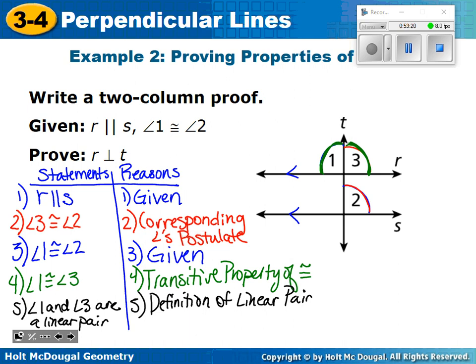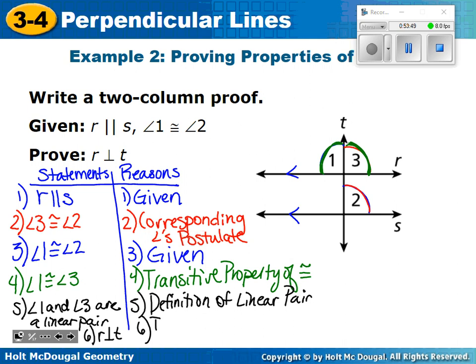Okay, so now we have congruent angles and we have that they're a linear pair. And that's all we need for the first way to prove lines perpendicular. So number 6, we can say R is perpendicular to T. And unfortunately, it doesn't have a name, so you have to write it all out in your own words. Shorten it as much as you need to, but you need to make sure that you're stating that you had congruent angles that formed a linear pair. And that proved the lines were perpendicular. So somehow make sure to include those things.